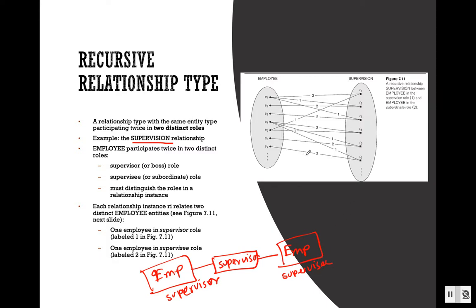One way to do this is to specify the role on both sides. Or, if we show the relationship like that, we have to depict the different roles with labeling. For example, here label 1 is the supervisor role and label 2 is the supervisee role.